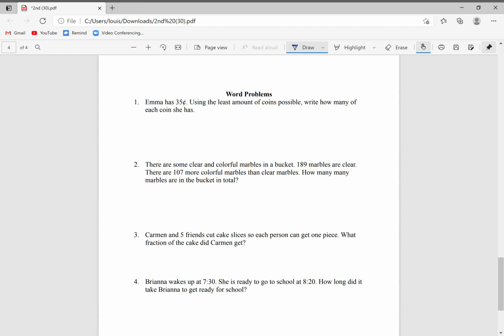Finally, let's move on to word problems. We'll begin with number 1. Emma has 35 cents. Using the least amount of coins possible, write how many of each coin she has. So this is asking us to figure out how many coins she has.